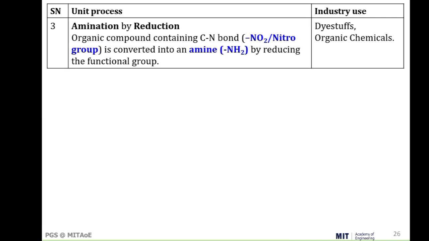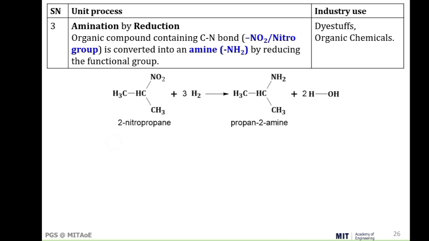The third unit process is amination by reduction. In this, organic compounds containing nitrogen bonds, like nitro compounds, are converted into amines by reduction of the functional group, the nitro group. One example is 2-nitropropane. On the second carbon, there is a nitro group containing oxygen. It is reduced by the addition of hydrogen to form an amine group. The final product is propane-2-amine. These types of processes are used in dyestuff and organic chemical industries.